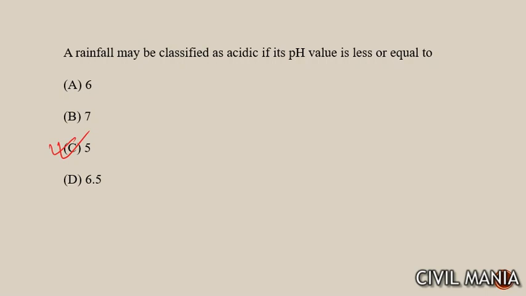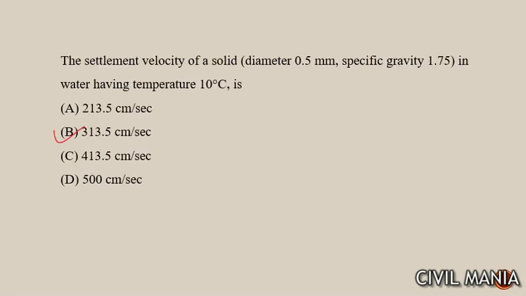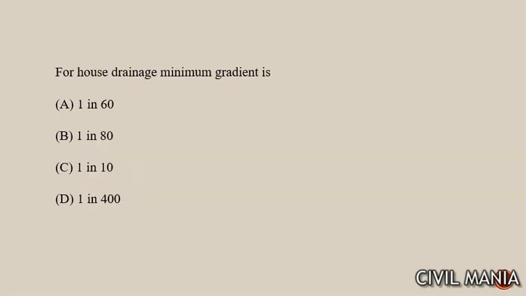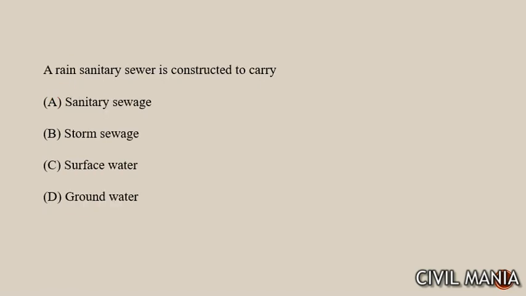इसके बाद नेक्स्ट क्वेश्चन है 313.5. Next question for house drainage minimum gradient is 1 in 60. Next question is a rain sanitary sewer is constructed to carry storm sewage. इसके बाद नेक्स्ट क्वेश्चन, सॉरी, इसमें ये है कि rainwater sanitary sewage is constructed to carry sanitary sewage.